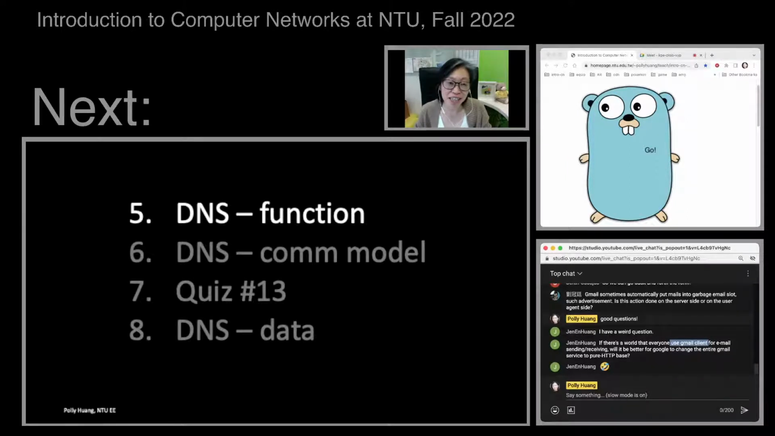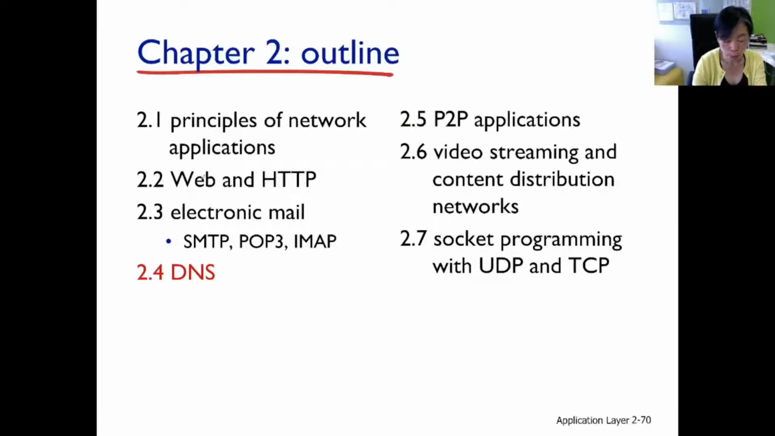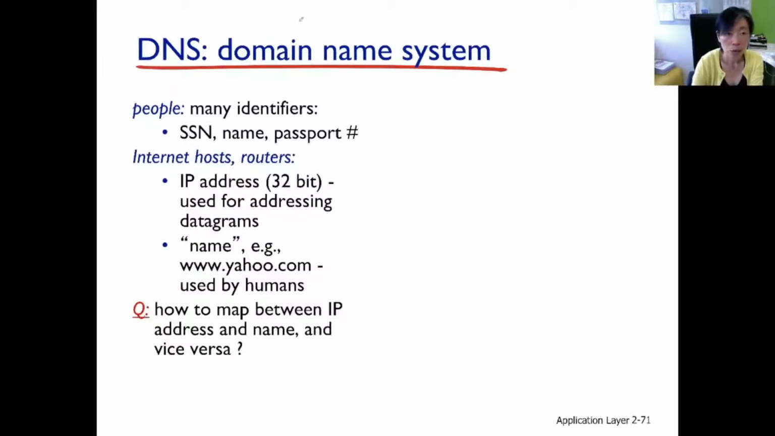All right, so let's come back and talk about the next application. That's the third one, DNS. Let me talk about why we need DNS first. Next is chapter 2.4, DNS, which stands for Domain Name System. And before we talk about the purpose of it, let's talk about identifying a person.